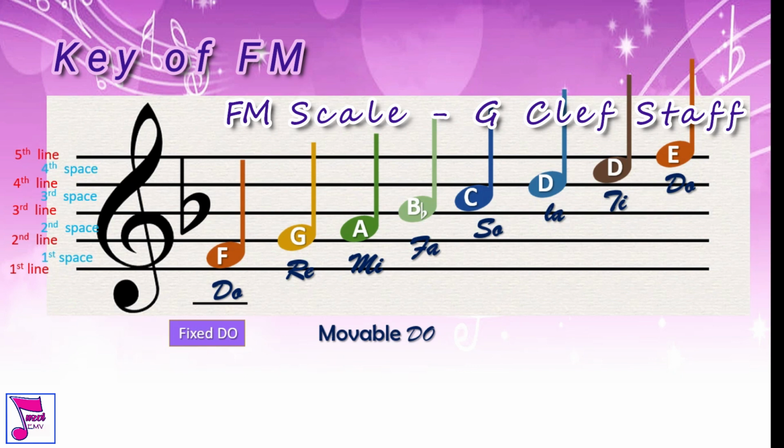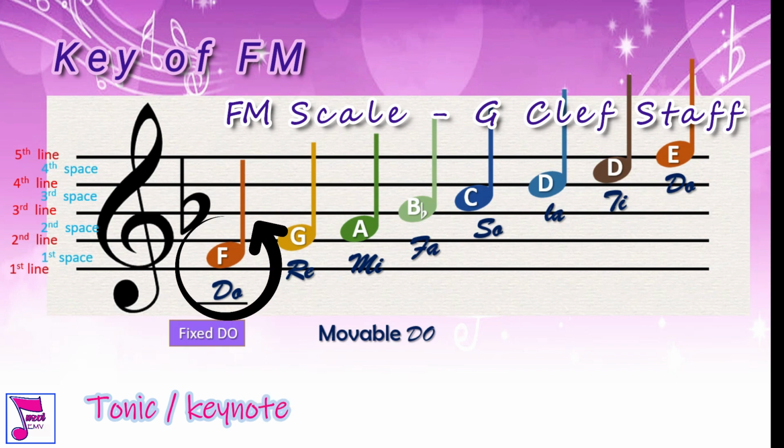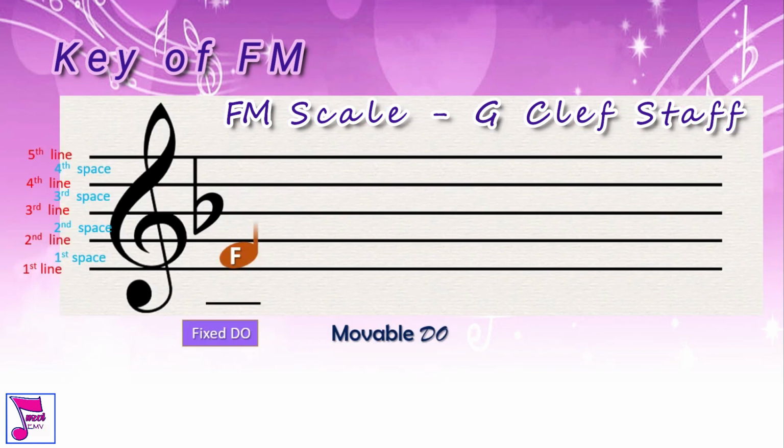The tonic key of this signature is on F, which is on the 1st space of the staff. So here's the scale of F major. F Do is on the 1st space on the staff. G Re on the 2nd line. A Mi on the 2nd space.